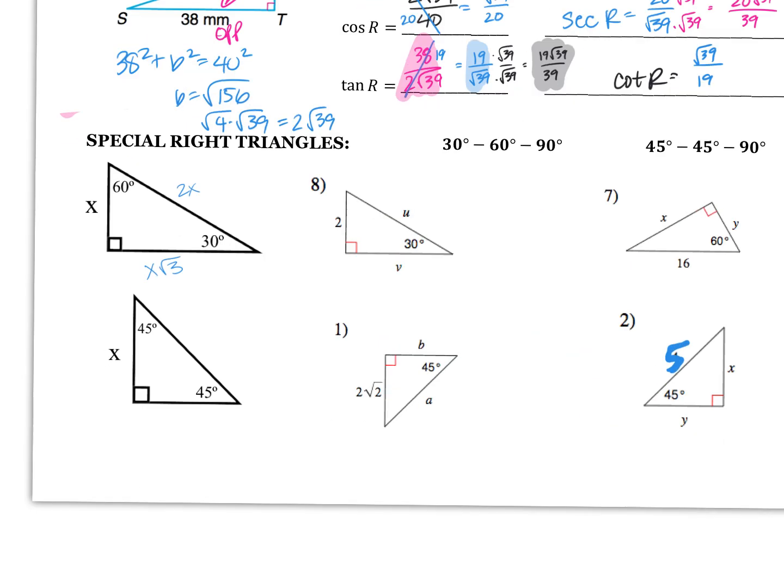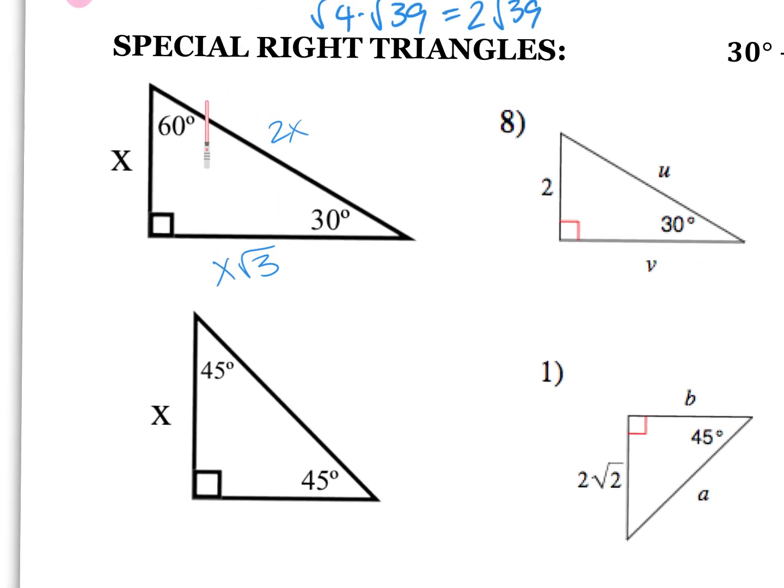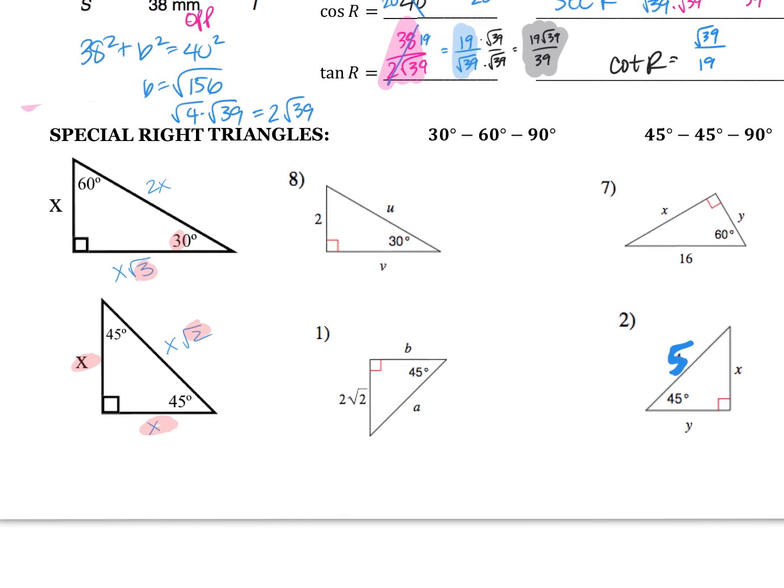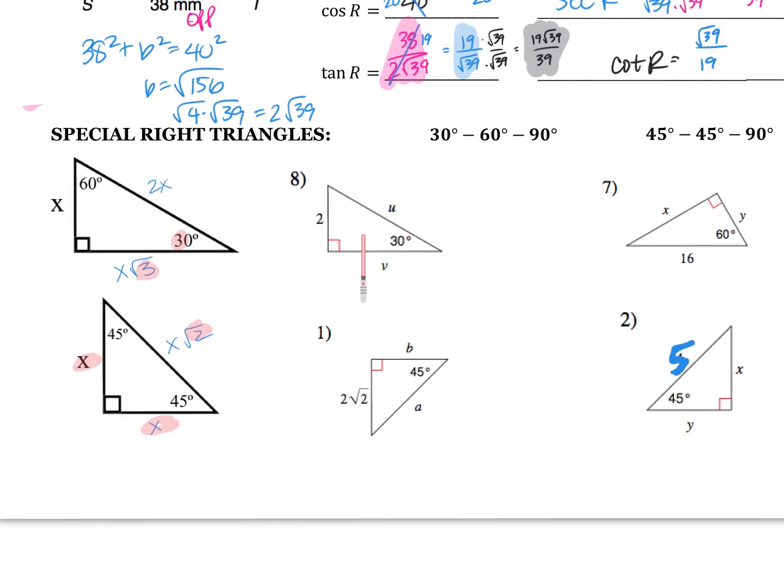Okay, so we got our shortcuts written down, meaning in our 30, 60, 90, we got x, x root 3, 2x. Right, Thomas? In my 45, 45, 90, we got x, x, and x root 2. Two equal sides has the root 2. Something with the 30, 60, 90 has the root 3. Let's apply it. Here we go on number 8.